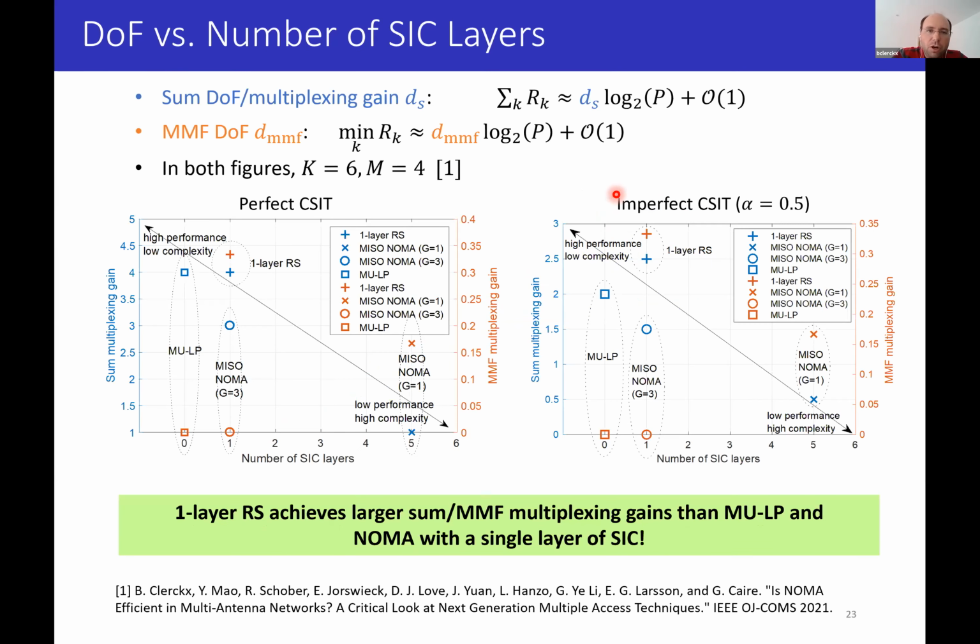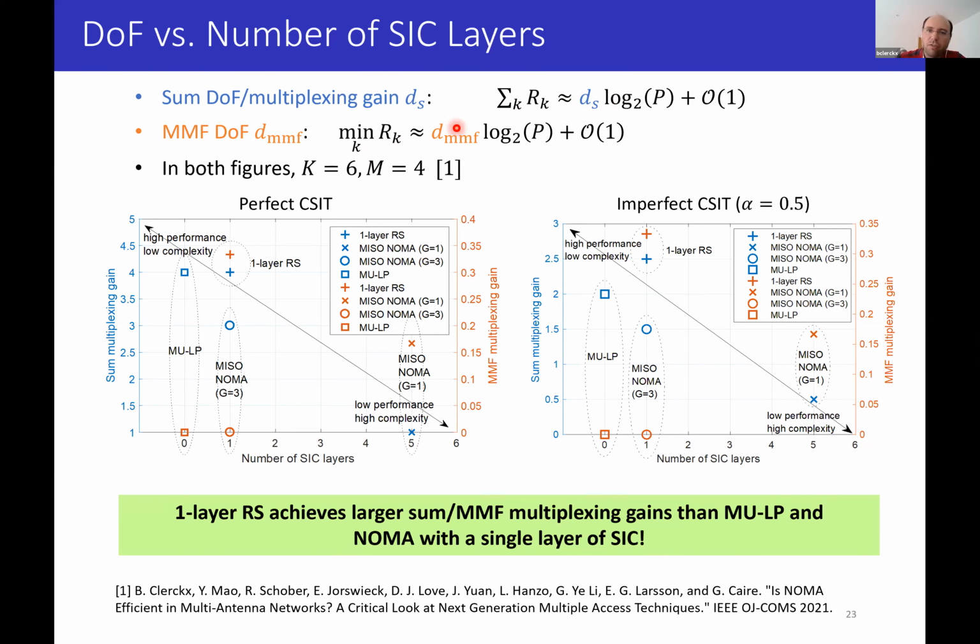Right, so let's look at DOF versus the number of users and number of SICs first. We look at two metrics. I have some multiplexing gain, which is the pre-log factor or the slope of the sum rate, if we like. And we have a max-min fair DOF, where I'm looking at the minimum rate among those K users, and I'm looking at the slope of this minimum rate as a function of SNR. So those are two different metrics. Sum DOF here would really favor trying to maximize the throughput in the system.